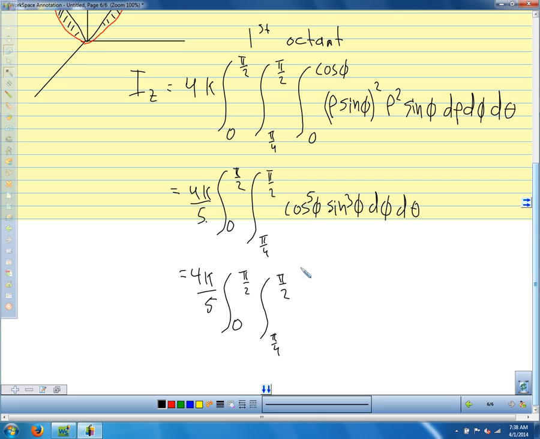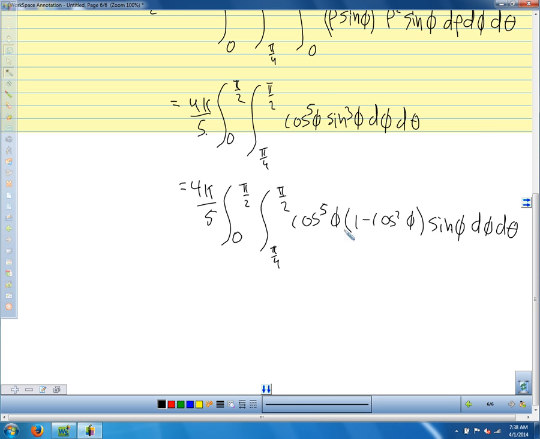So I end up with cosine to the 5th phi, 1 minus cosine squared phi, sine phi, d phi d theta. Oops, I did need a sine phi in there. Sine phi d phi d theta. There we go. And now when I distribute this, I end up with a nice u substitution integral for cosine to the 5th and cosine to the 7th, and I have a du for my u substitution with cosine phi being my u here with my sine integral.